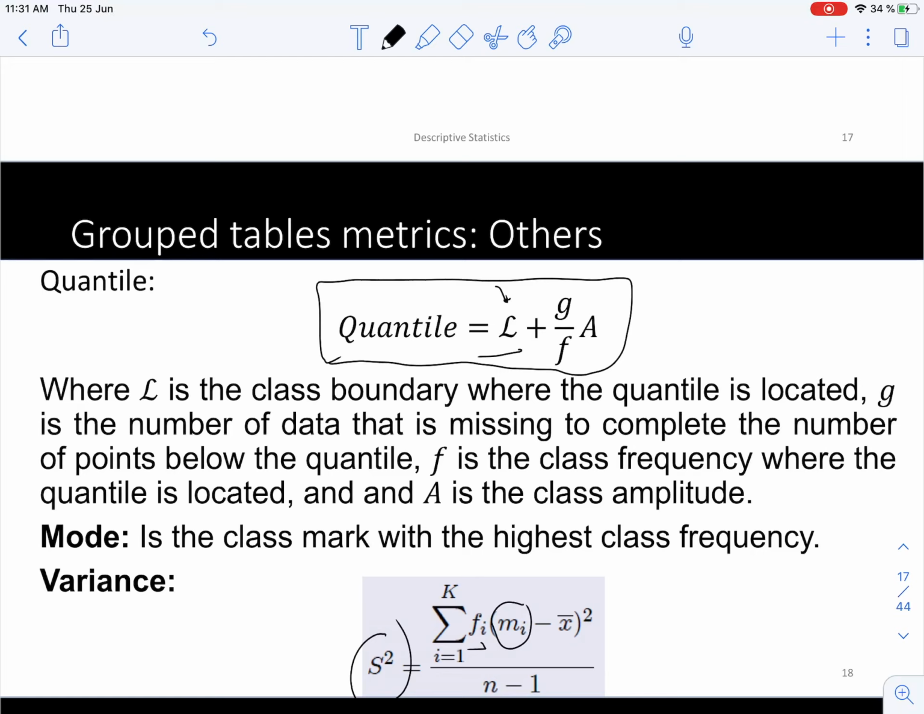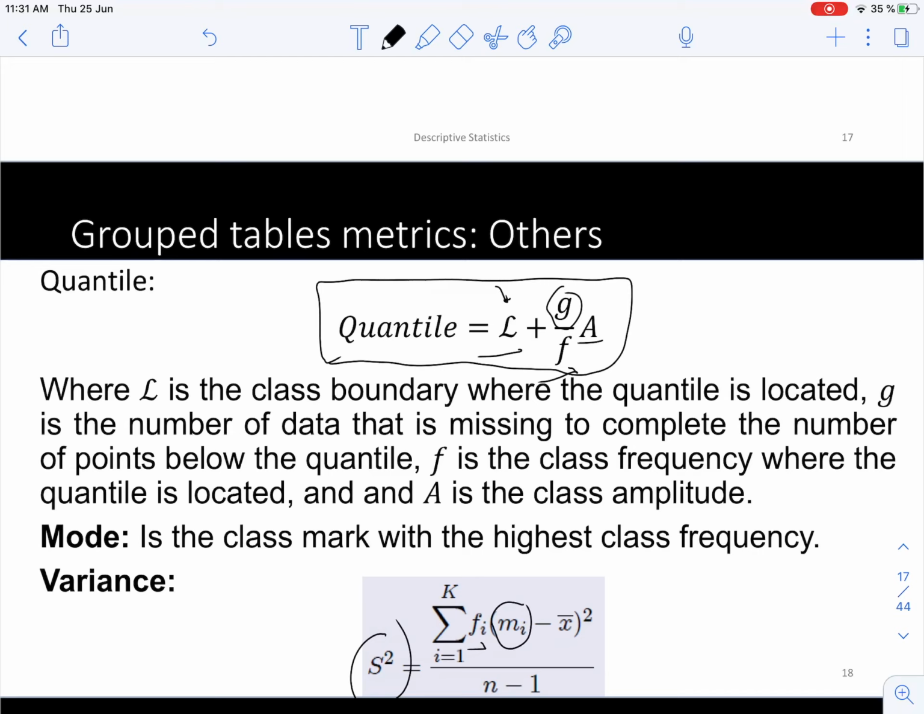Now, which lower boundary? Remember that every time you're going to find a quantile, the first step is to find the position. Once you find the position, you will be able to identify in which class of your table that position is located, looking at the cumulative frequency. Once you have found the class, then you take that lower boundary. F is the frequency of the class where the position is located. A is just the amplitude, the distance between the upper and lower boundaries.